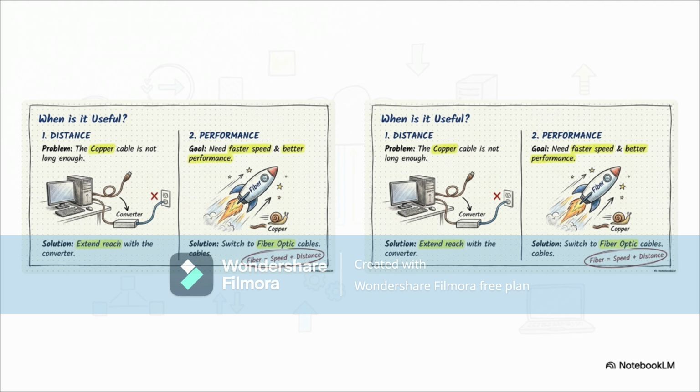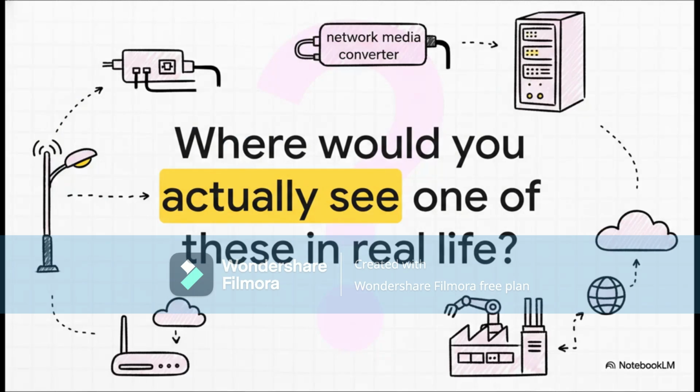The second problem is performance. Let's be honest, sometimes you just need more speed. Copper is slow, but fiber is like a rocket ship. A media converter lets you upgrade parts of your network to fiber, giving you that incredible speed boost right where you need it.